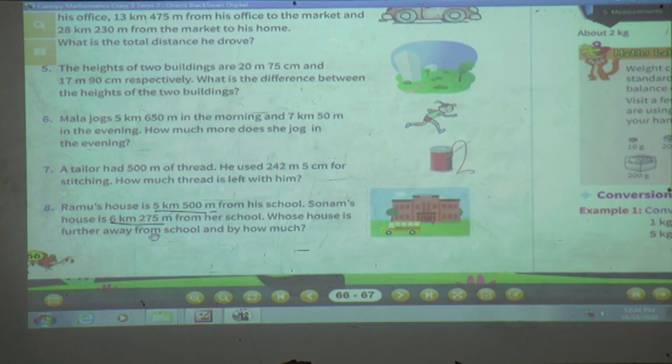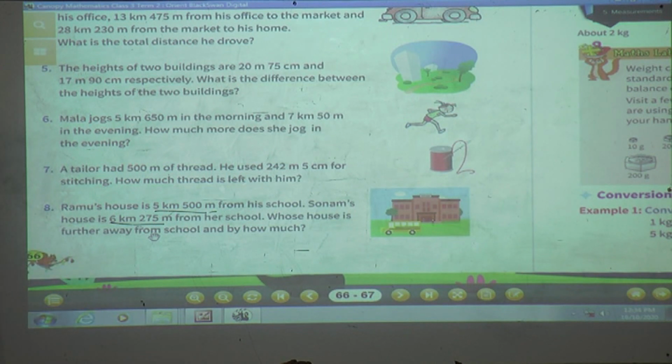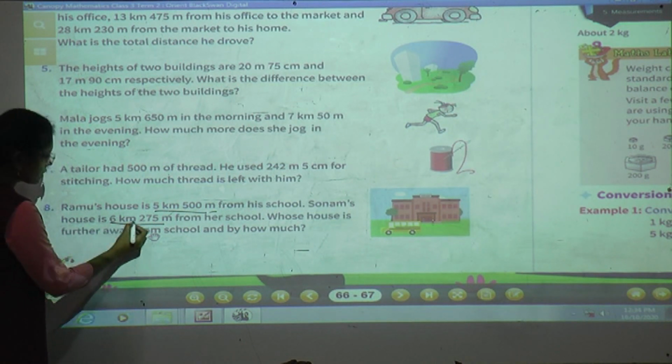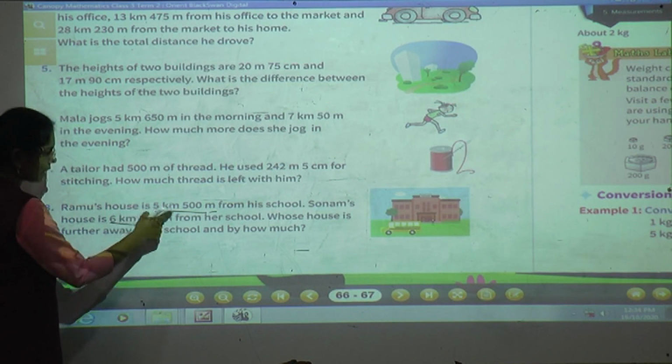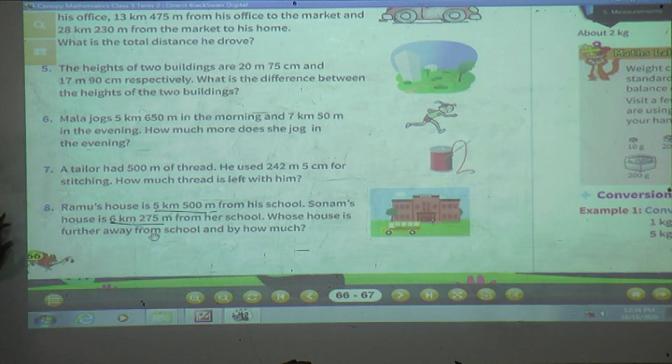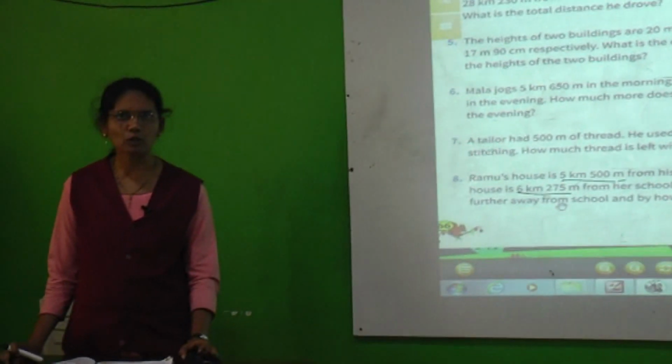Now we have to find out by how much. By how much Sonam's house is far away from her school. So what we have to do? From 6 kilometer 275 meter, we have to subtract 5 kilometer 550 meter. Then we will get the answer of this question. Understood? So try to solve this question on your own.